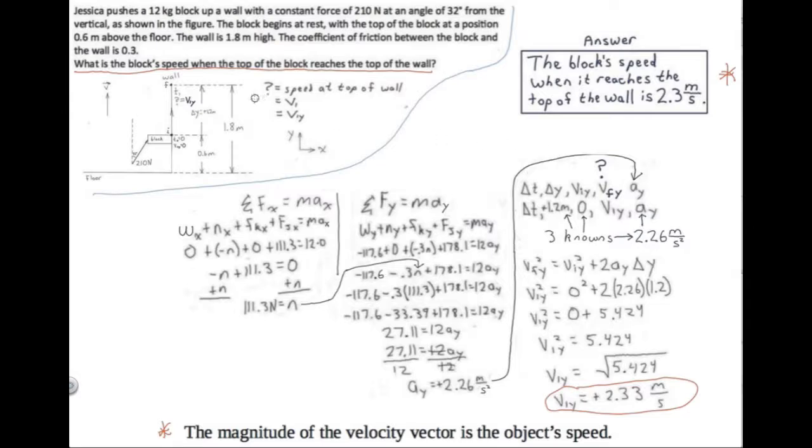The question was asking us for the block's speed at the top of the wall. Speed is the magnitude of velocity. We found that the magnitude of the velocity at the top of the wall is 2.33 meters per second. I'll round that off to 2.3 meters per second for our answer. This object is only moving in the y component, vertically. So for this problem, the vertical speed also represents the overall speed.